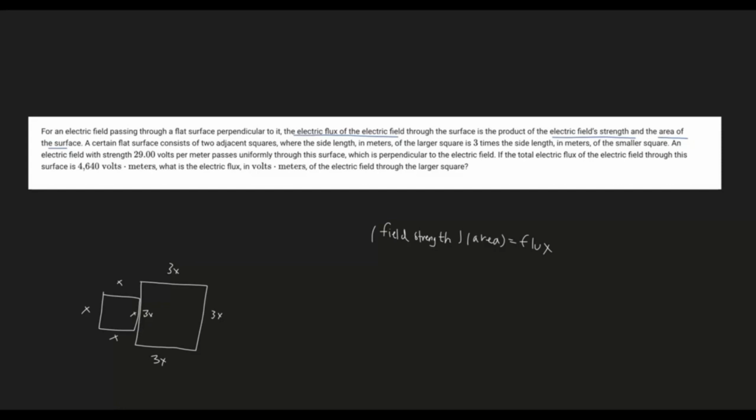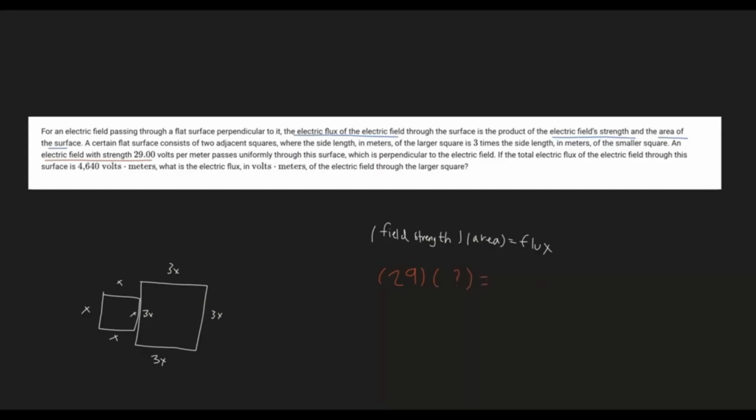Right, so that's a lot of information there, but essentially it boils down to electric field times area equals the flux. All right, and you can see that they've given us the electric field strength, which they say is 29 volts per meter. So 29 is going to be our electric field strength. And now the thing with the area is we don't know what the area is, but we can solve for the area because they've given us the total flux that affects both the small and large square.